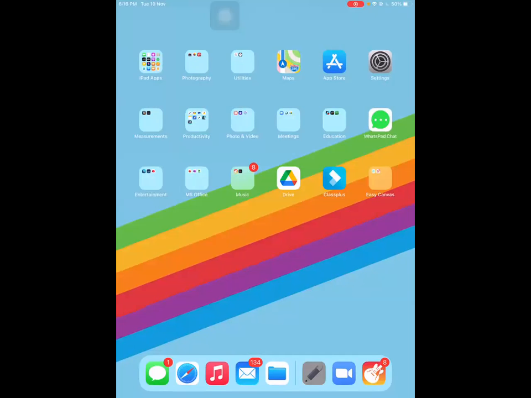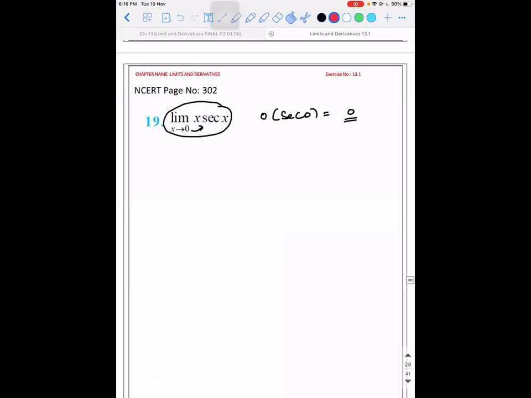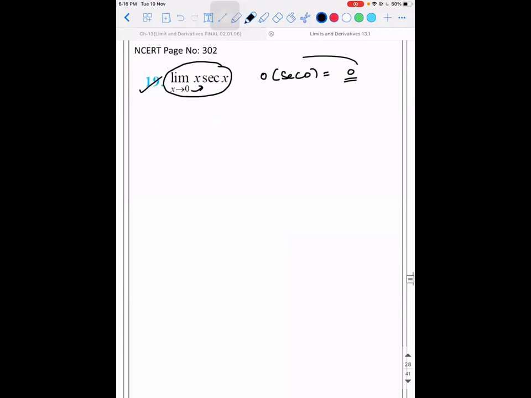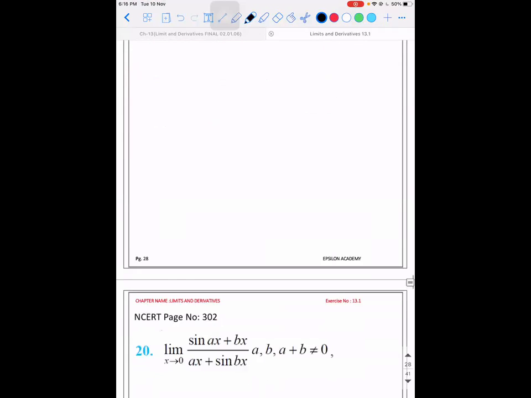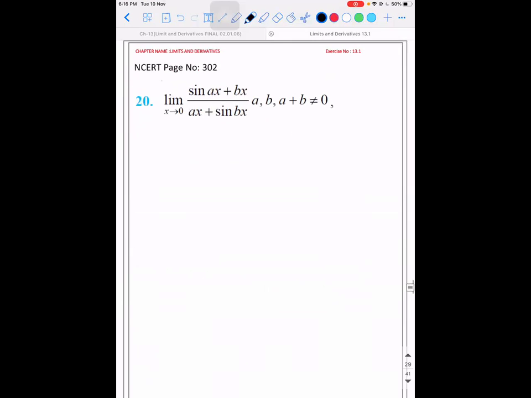Let's get started. So yesterday we did till the 19th problem, right? We finished it. In the 19th problem, the limit was 0. Now let's do the 20th one.